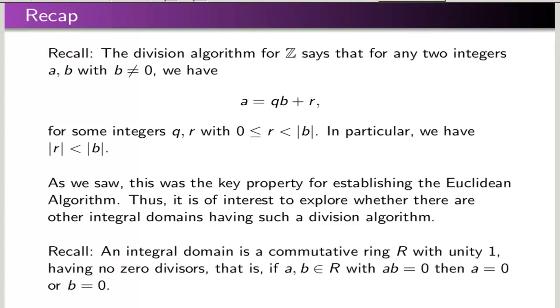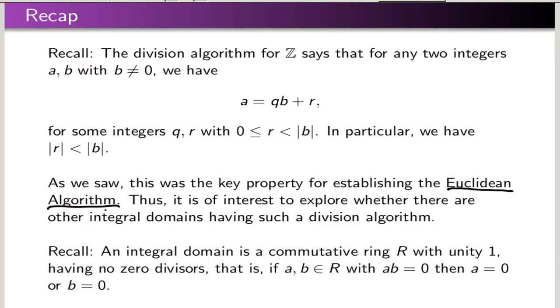So to recap what we did last time, we have a division algorithm for the integers that said for any a and b, a equals qb plus r for some remainder r strictly less than the divisor b. And as we saw, this was the key property for establishing the Euclidean algorithm. So it's of interest to explore whether there are other integral domains having such a division algorithm. And we'll look at a couple examples today.